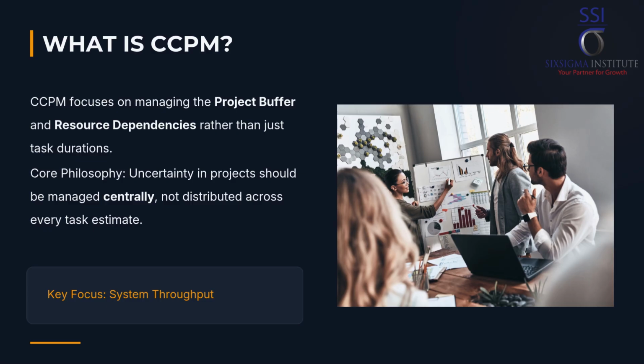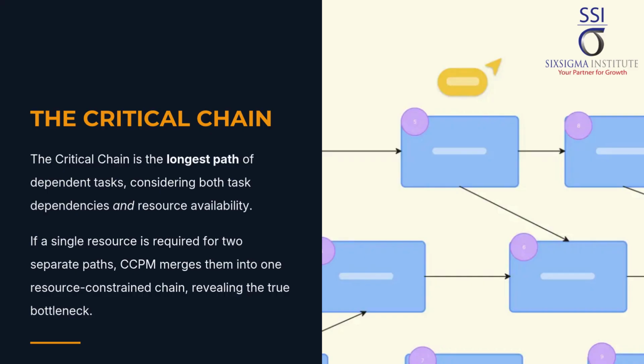What is critical chain project management, CCPM? CCPM is an application of the theory of constraints, TOC, to project management. It focuses on managing the project buffer and resource dependencies rather than just task durations. The core CCPM philosophy argues that uncertainty, variability, in projects should be managed centrally, not distributed across every single task estimate.